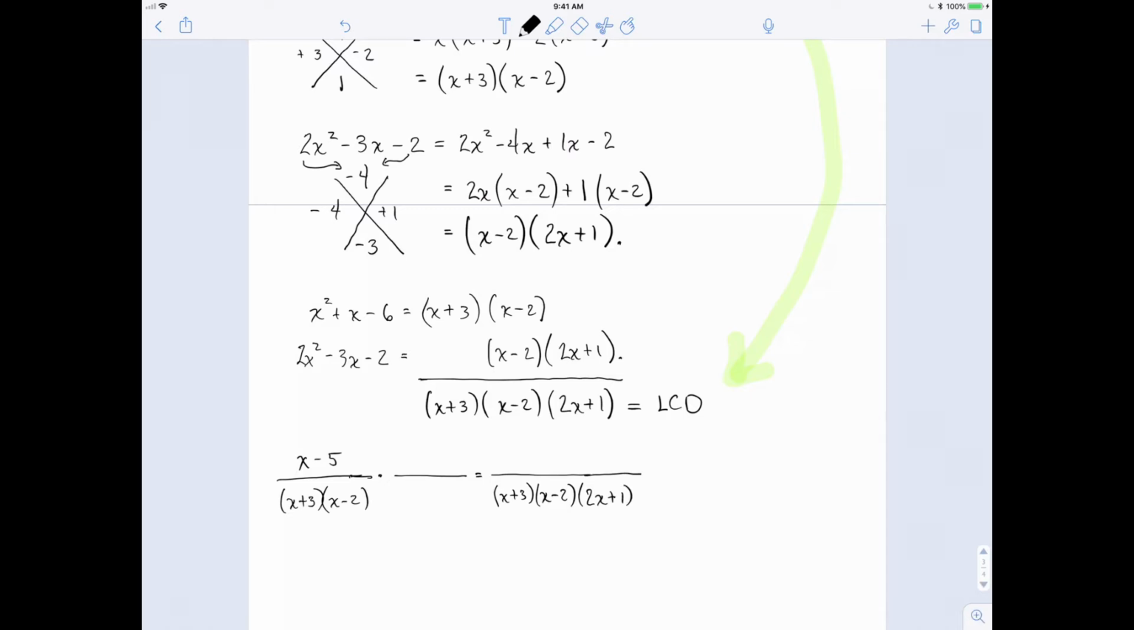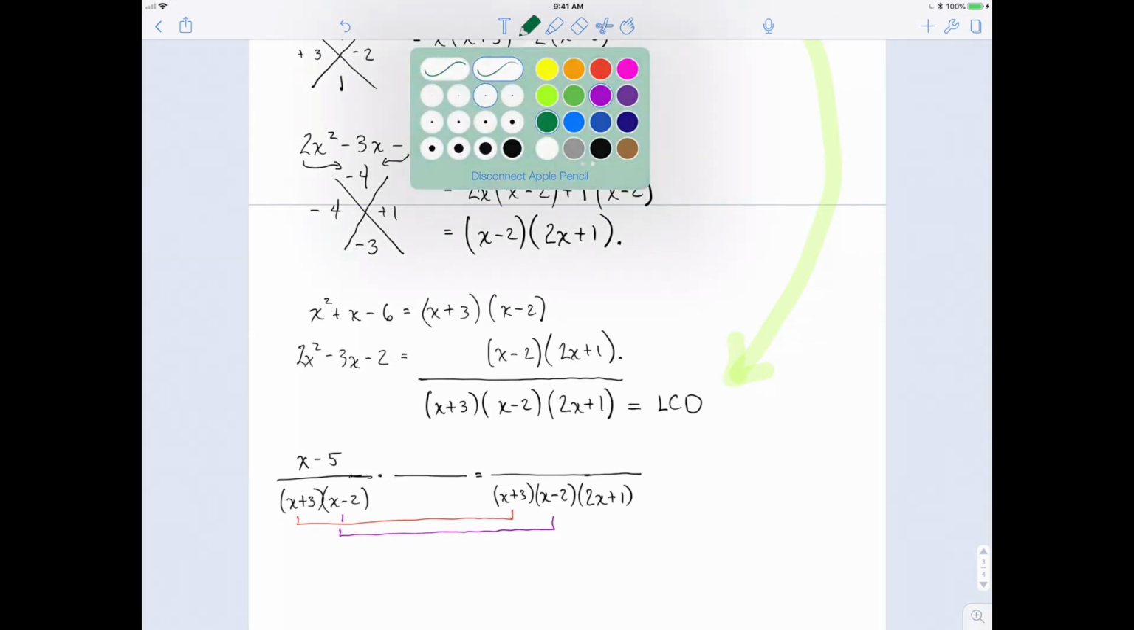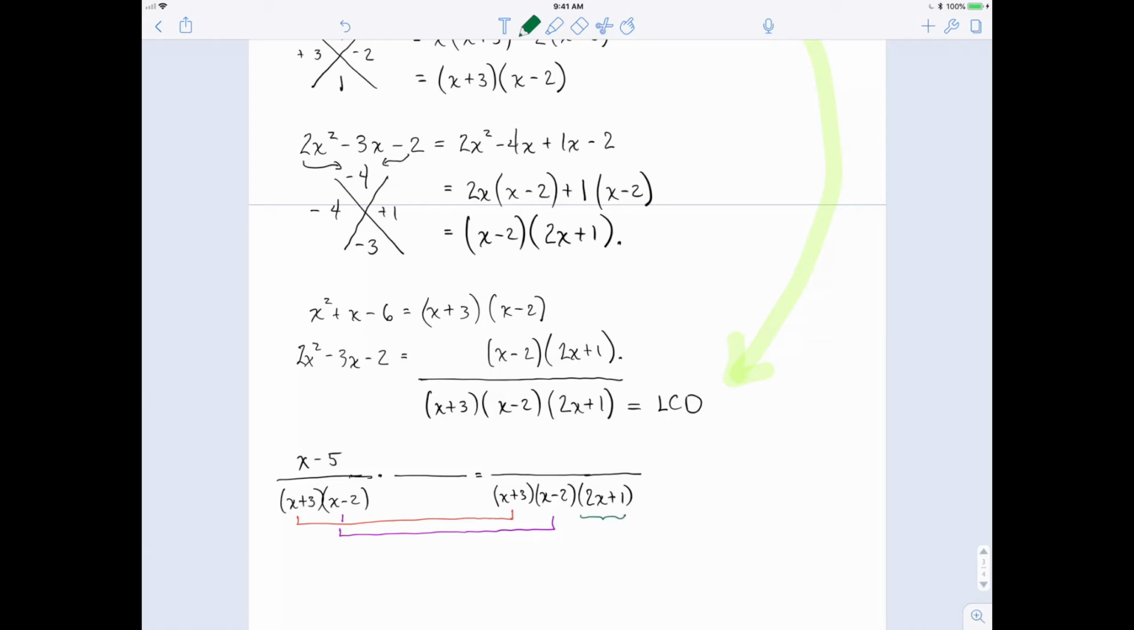If you leave it in the factor form, it's pretty easy to see. Let's see what we've got. You notice here I have an x plus 3, and here's an x plus 3. And here's an x minus 2, here's an x minus 2. So it looks like what I need is the 2x plus 1. So let's multiply by (2x plus 1) over (2x plus 1).